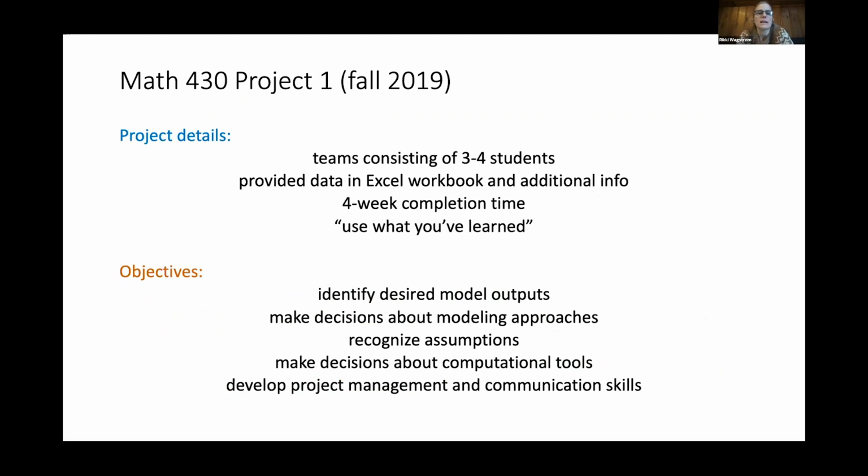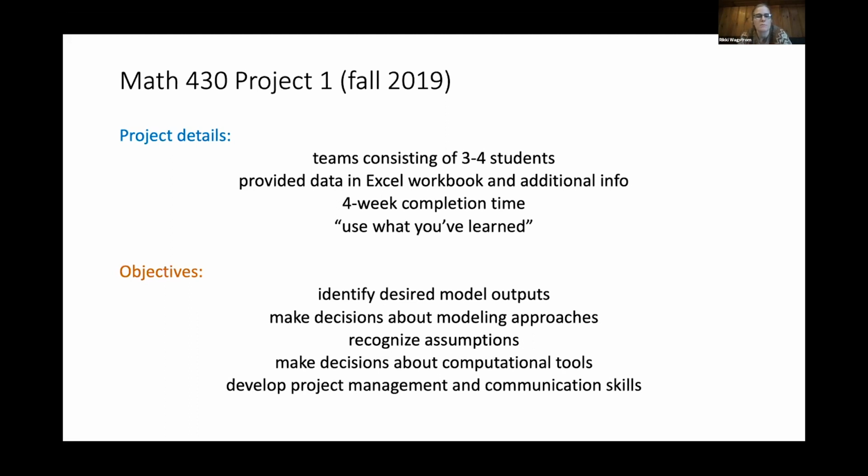Some specific project details. I had the students working on teams, and there were 4 teams. Each team had 3 to 4 students. I provided them with data in an Excel workbook, and I gave them some additional information that I got from the cafe owner. There was a 4-week completion time, and that included time for writing up a technical report and designing a poster presentation. And I simply said, you've had all this coursework, you've learned all these software applications, you've done a lot, use what you've learned and attack this problem in whatever manner you think is best suited.